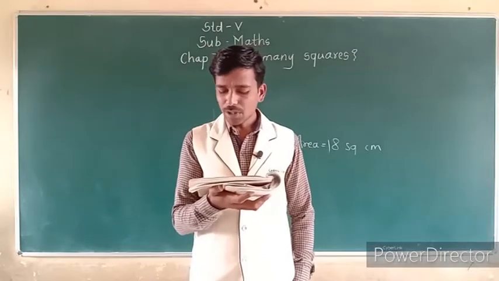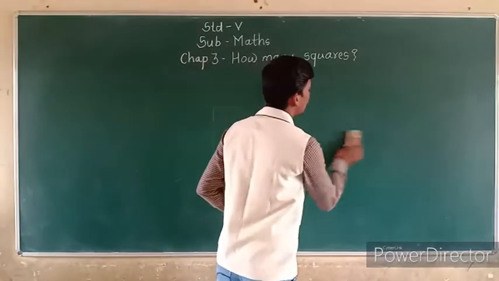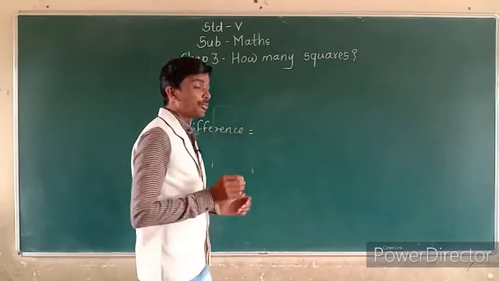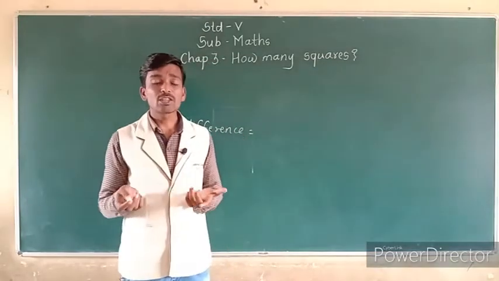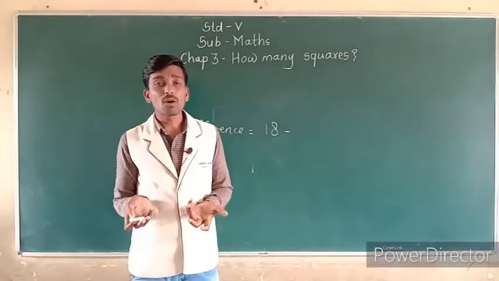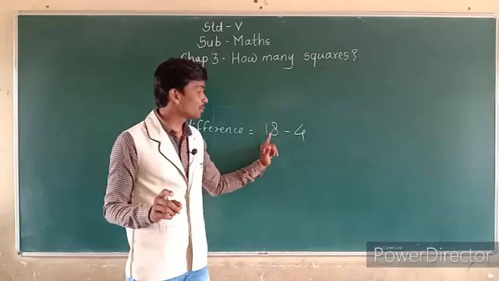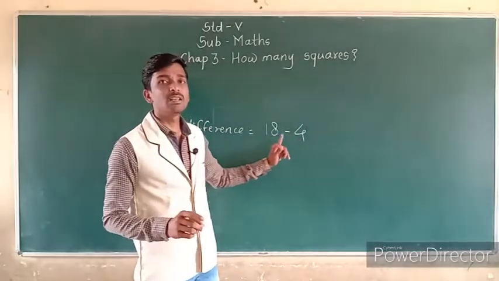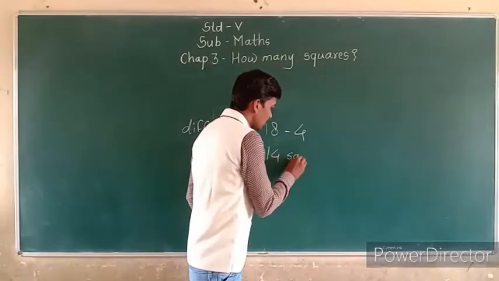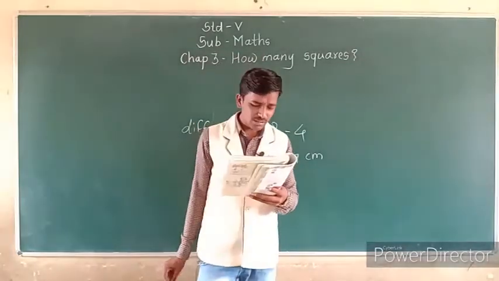The difference between the area of the smallest and the biggest stamp is, you can tell me. See, we have to find the difference. What is the area of the biggest? That is stamp A, that is 18. And the smallest one is stamp E, the area is 4. Difference means subtraction. So we have to subtract these two numbers, 18 minus 4, which is 14. The difference is 14 square centimeter. All of you understood this?